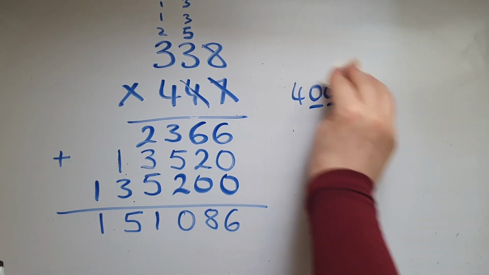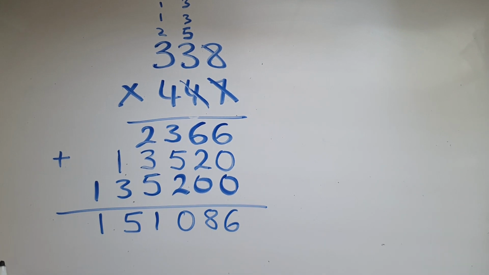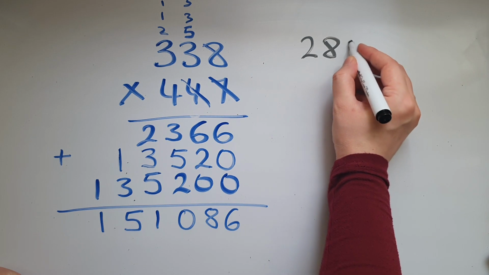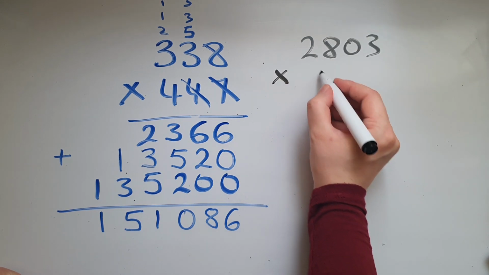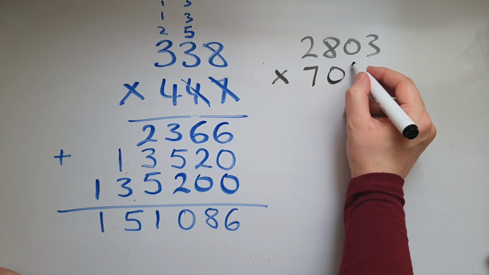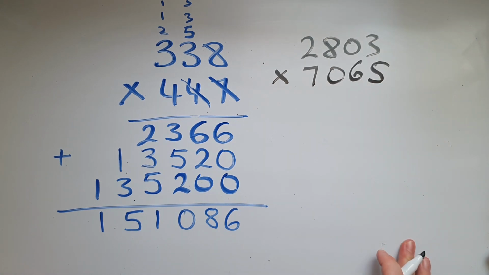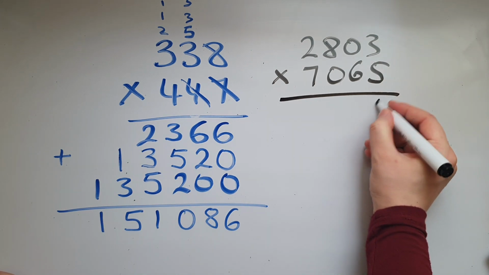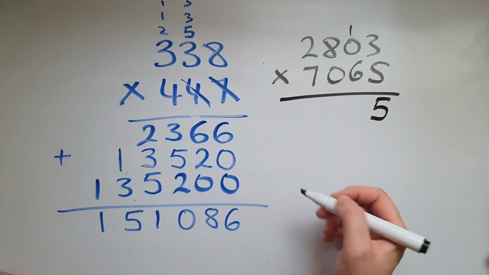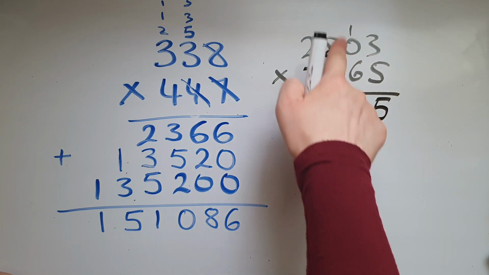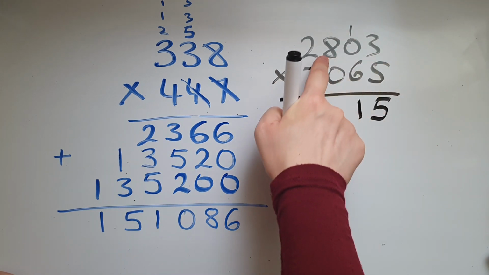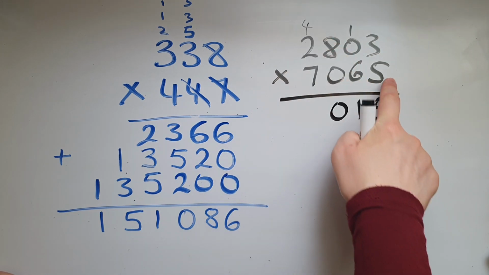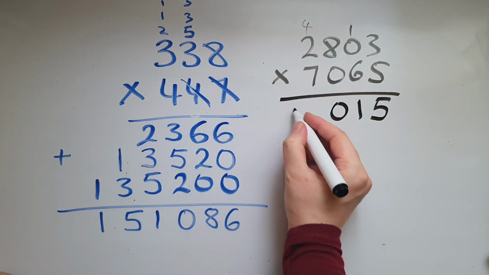Let's just do a final one, 4 digits by 4 digits. So I'm going to do 2,803 multiplied by 7,065. So starting from 5, 5 times 3 is 15, so 5 down and 1 carried over. 5 times 0 is 0, adding 1 gives me 1. 5 times 8 is 40, so 0 down and 4 carried over. 5 times 2 is 10 and the 4 is 14.